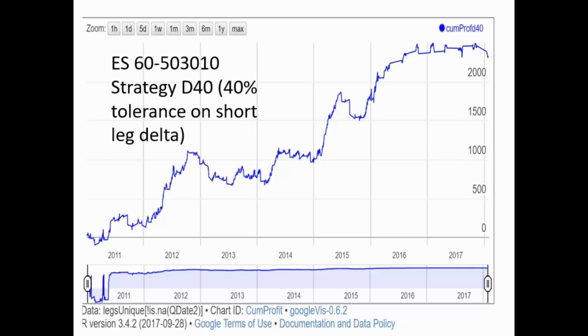Yes? We had a question from the audience. So it's 30 delta times 40% equals plus and minus 12 delta range? That's correct. Exactly correct. So if it goes outside that range, you know what happens. You take it off. You don't make any adjustments to the legs. You simply take it off and re-enter it.